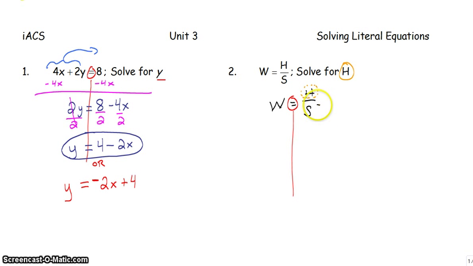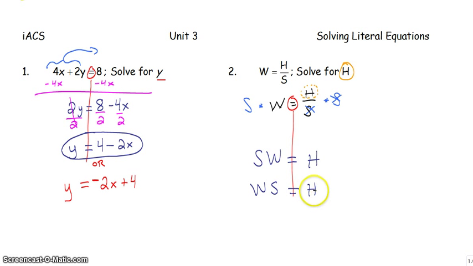If I were to translate this side, I'd say h over s, or h divided by s. Since I'm dividing by s now, I'm going to do the inverse and multiply by s. Dividing by s and multiplying by s cancels. That leaves h alone, which is our end goal. But if I multiplied by s on the right, I have to multiply by s on the left. Because it's multiplication, I can write this as SW equals H. I could write this as WS equals H.